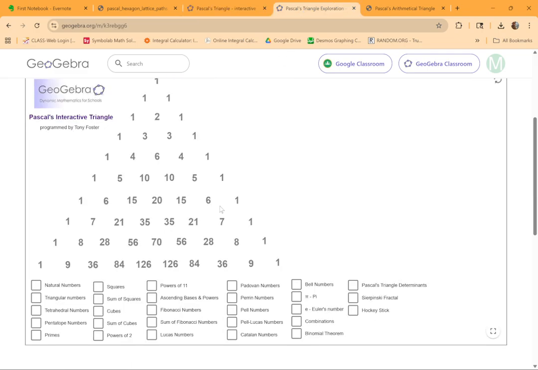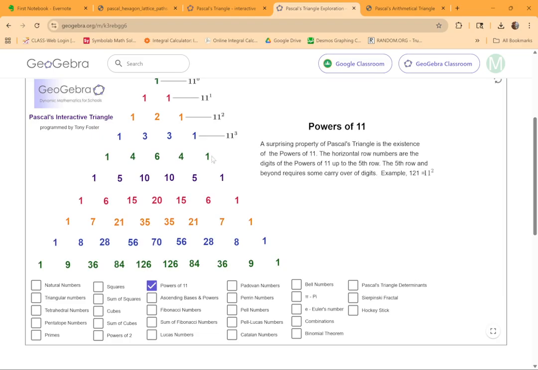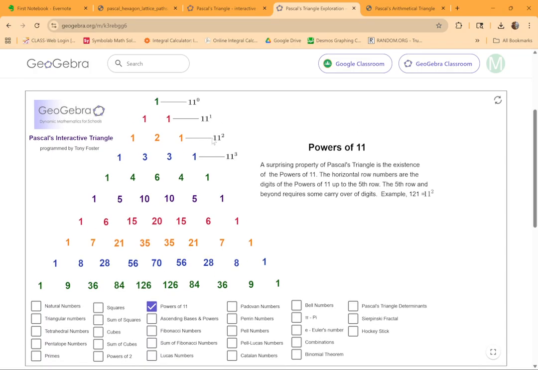Now, here's another one. All different kinds of things show up here. One I found interesting was the powers of 11. As it turns out, this will work up to the 5th row. 11 to the 0 is 1. 11 to the first power is 11. 11 squared is 121. And 11 cubed is 1,331. So that's a pattern that just shows up.